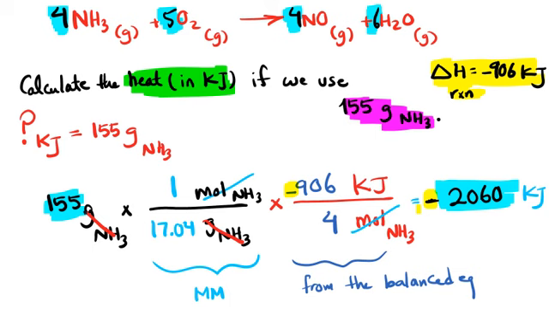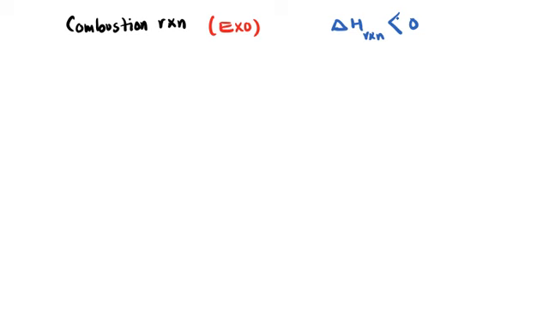And finally, I'm going to have a quick review regarding the types of reaction. For combustion reactions, we already knew that they are exothermic reactions. So we can easily say that delta H of combustion reactions are negative. So please keep it in mind.